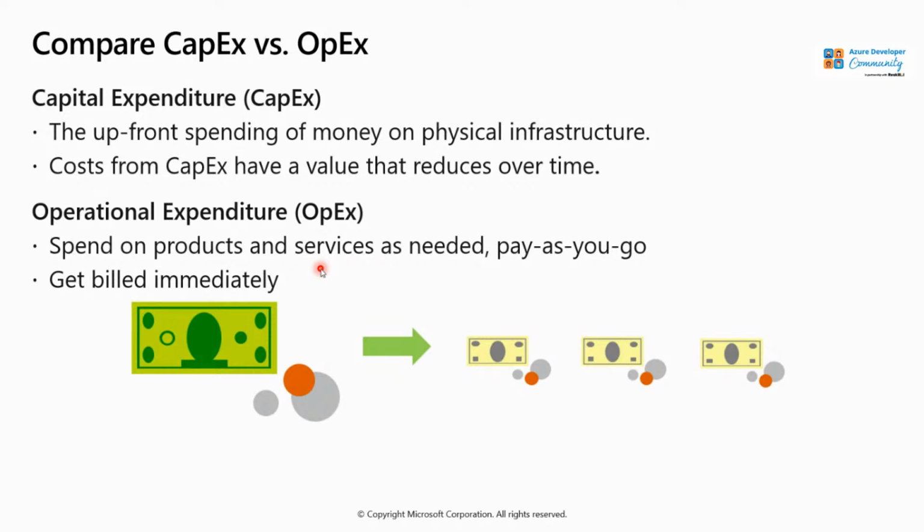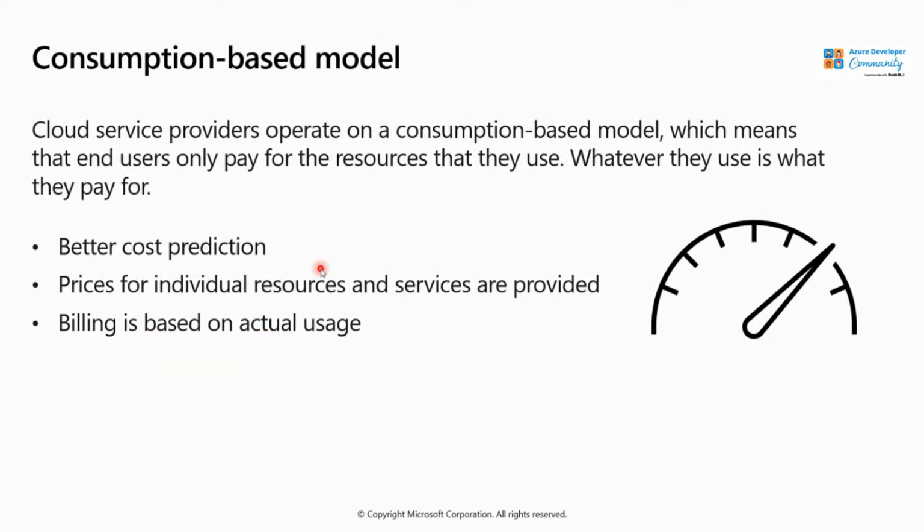So this is a consumption based model. The consumption based model is used by cloud service providers. Basically it means pay as you go pricing: whatever you are using is whatever you are paying for. Since cloud providers are using AI and ML, there is better cloud cost prediction. The prices for individual services are also provided, so you are able to determine how much you are going to spend. The billing is done on the usage of those services.